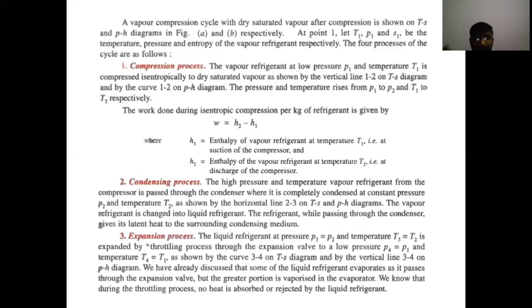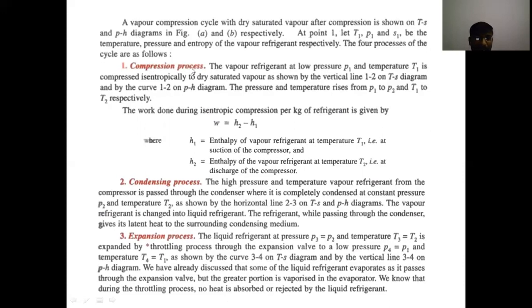This is the process I explained here. A vapor compression cycle with dry saturated vapor at low pressure is shown in the TS diagram, and after compression in the TS and pH diagrams, A and B respectively. At point 1, let T1, P1 and S1 be the temperature, pressure and entropy of the vapor refrigerant respectively. These are the 4 processes of the cycle.